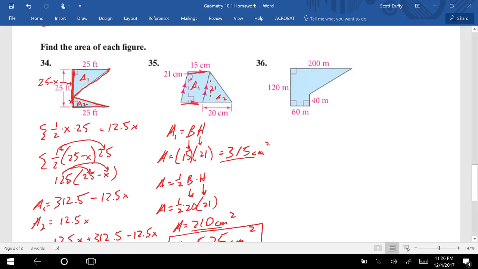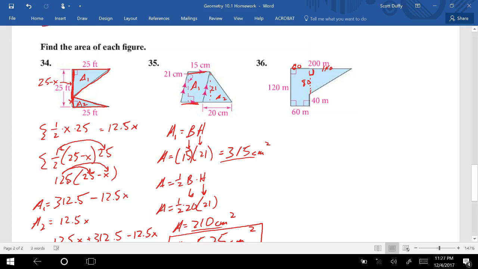With number 36, you can think of this as a rectangle and a triangle. Draw that in. If this side is 120 and this little part is 40, then the rest would be 80. And if this whole thing is 200 and this part is 60, that would make this part 60 also. 200 minus 60 is 140. This is a right angle.